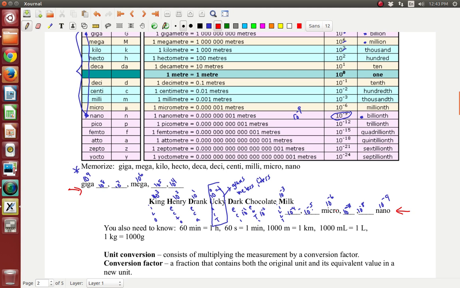Giga-space-space, mega-space-space, King Henry drank Ucky dark chocolate milk, space-space micro, space-space nano. I want you to practice that at home so that you can write it really quickly.